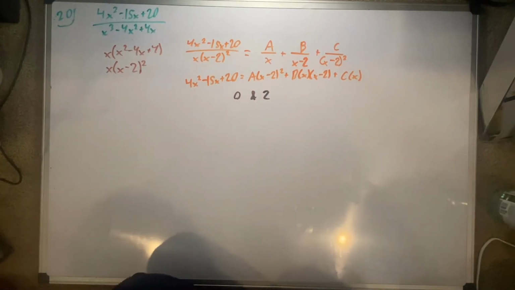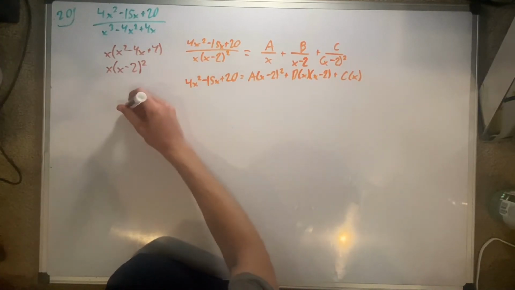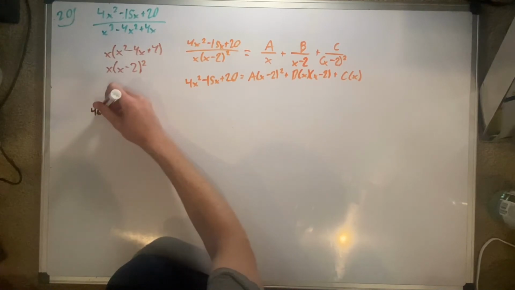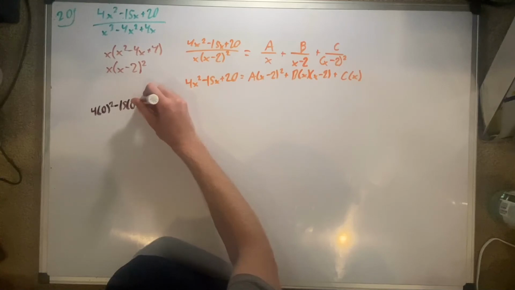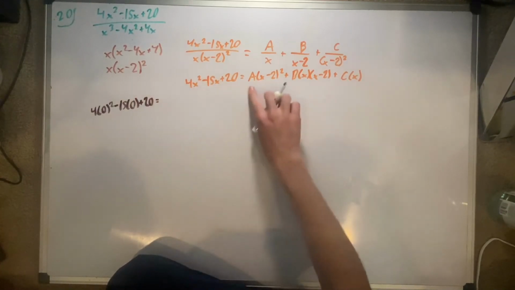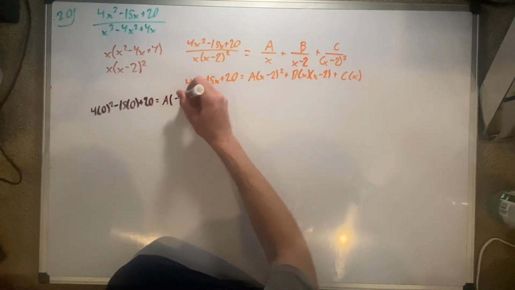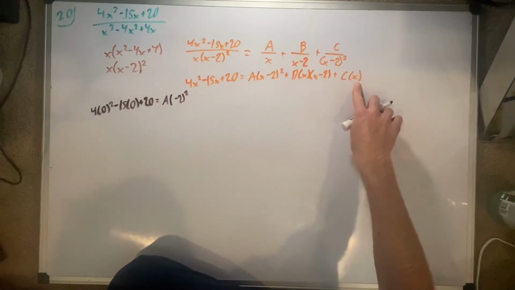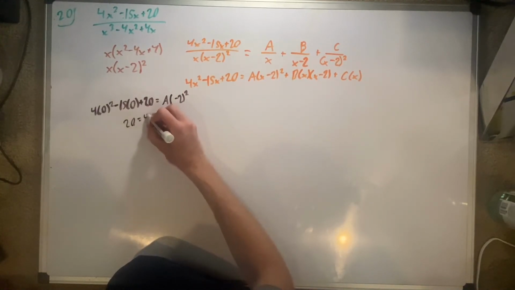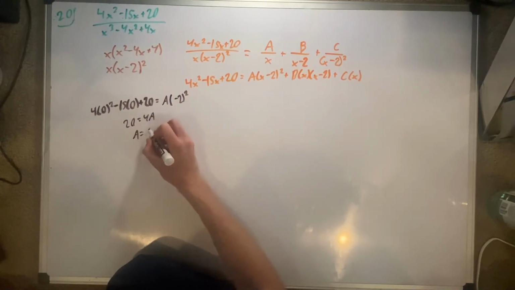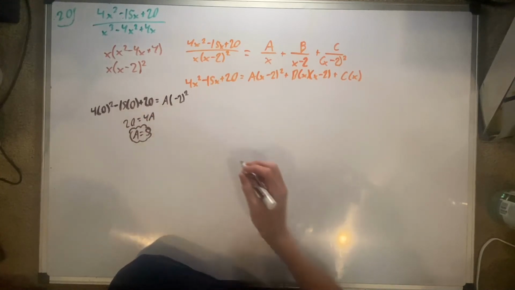So you'll see how I'm about to go about this. So first I'm going to plug in with 0. So I'm going to plug in the whole thing with 0. So 4 times 0 squared minus 15 times 0 plus 20 is equal to, plugging in the whole thing for 0, a times 0 minus 2, so negative 2 squared, and then we know that these will cancel, so I'm just not even going to bother with them. So we have 20 is equal to 4a, so a is equal to 5. Okay, now I'm going to bubble this.